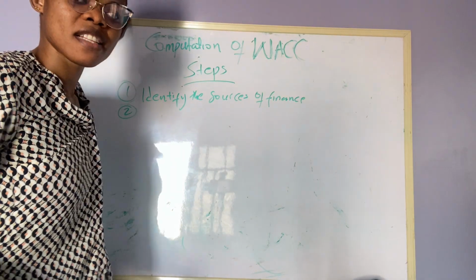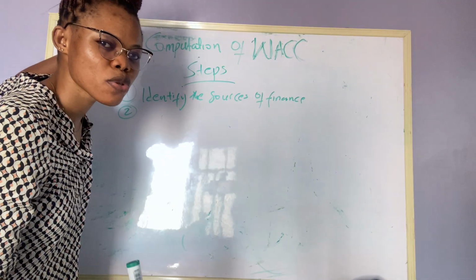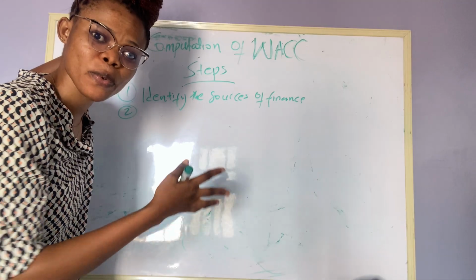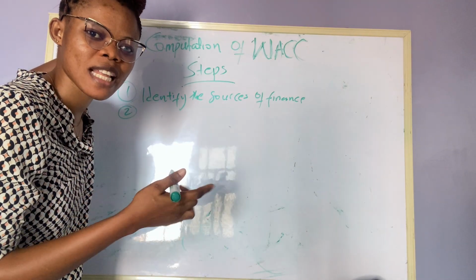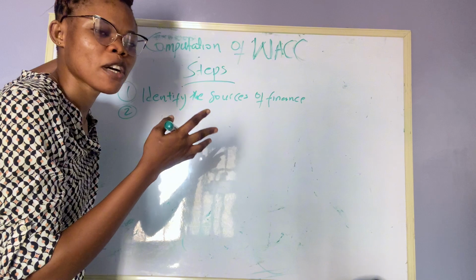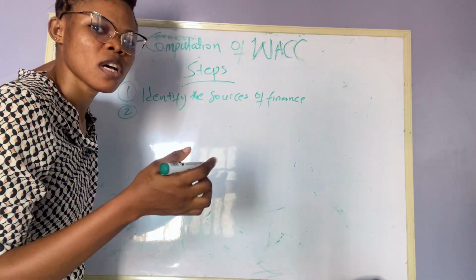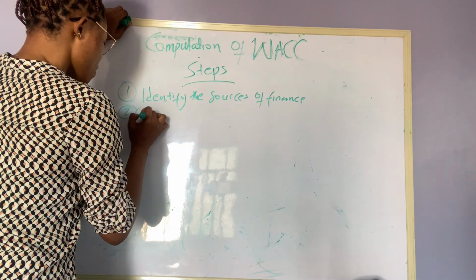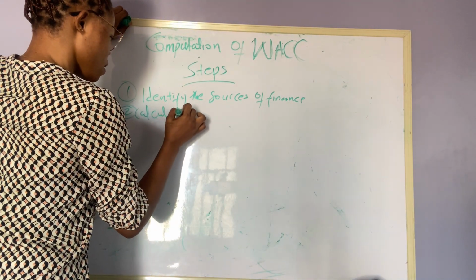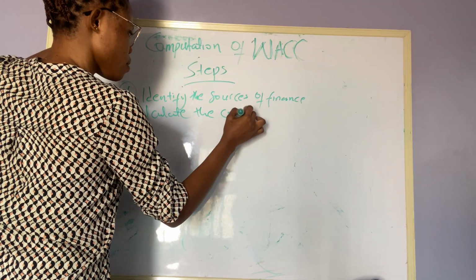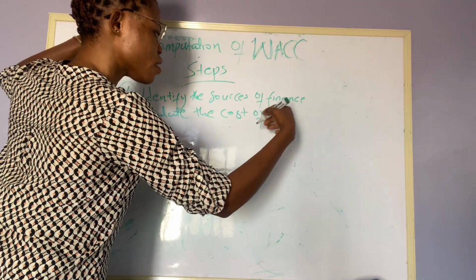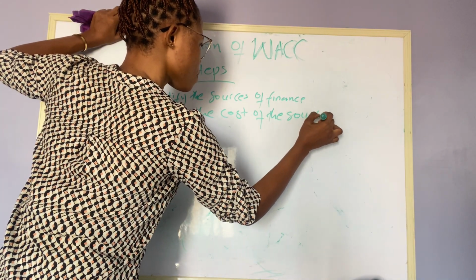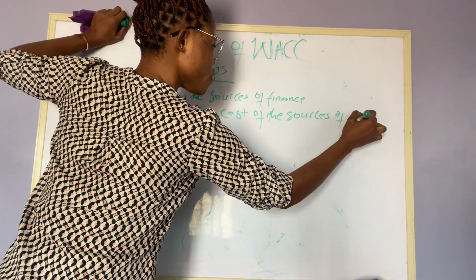So another thing, after identifying the sources of finance, is to compute the cost of those sources of finance, those percentages that we calculated. Okay, cost of equity is 10%, you understand? So our debt is 5.2%, like the one we did earlier. So all those percentages, then calculate the cost of the sources of finance that you identify.